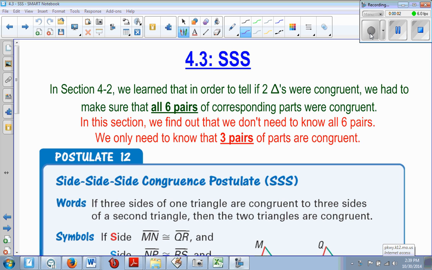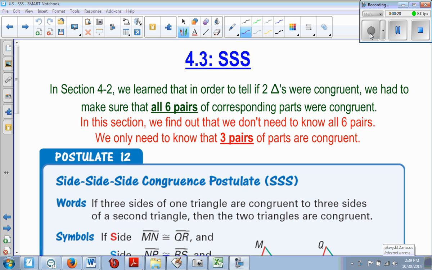This video is going to cover lesson 4.3, which covers side, side, side, also known as SSS. The other day, you watched a video from section 4.2, and you learned that in order to show that two triangles are congruent, you had to show that all 6 pairs of congruent parts were congruent. So in doing that, you had to show all 3 angles were congruent, and you also had to show all 3 pairs of sides were congruent.